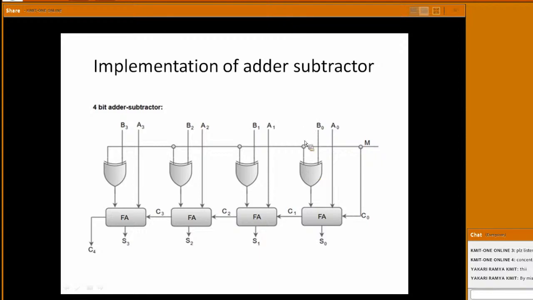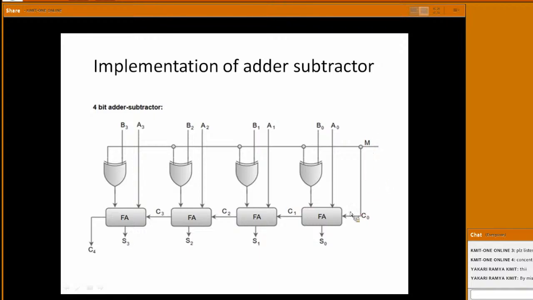That means one input to the full adder is A0. One input to the full adder is the direct bits of the register A. What is the second input to the full adder? That is the output of your XOR gate. So when your M value is 0, the output of the XOR gate is the bits of the register B. So what are the two inputs? A and B. That means A plus B.